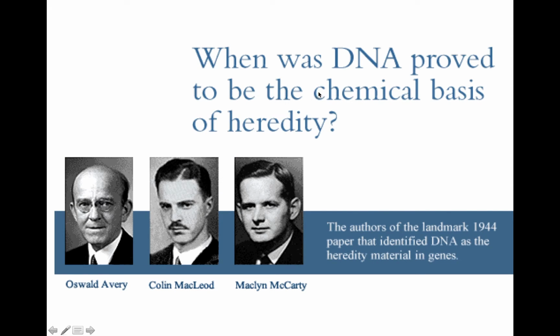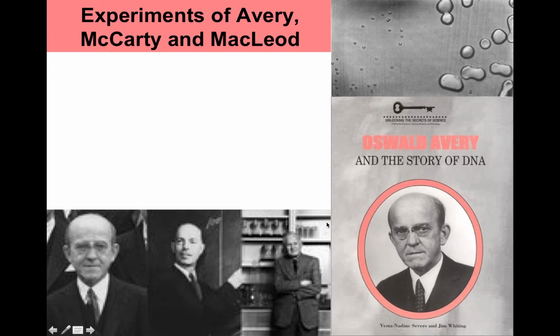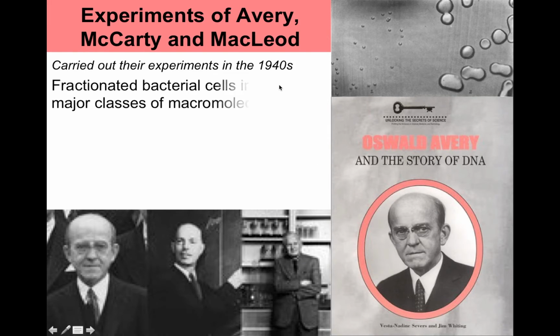When was DNA proved to be the chemical basis of heredity? Well, it took until 1944 when three scientists, very dapper scientists here, Oswald Avery, Colin MacLeod, and Maclyn McCarty, got together and tried their own version of Griffith's experiment with an important twist. So they carried out their experiments in the 1940s. Instead of just mixing a dead and alive bacteria, they took some of the rough bacteria and mixed it with specific extracts of the S bacteria.